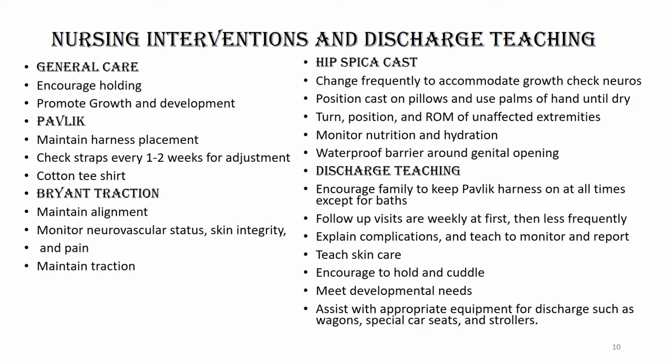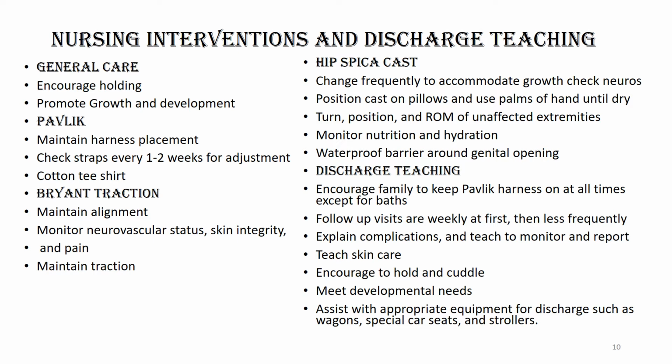Remember, with the wet cast, you use the palms of your hands to move the child. You want to turn, position, and do range of motion on the unaffected extremities, monitor nutrition and hydration, and provide that waterproof barrier. You'll teach the parents, if the child goes home with the Pavlik harness, that it needs to be on all the time except for bath time. So approximately 23 hours a day, every day. They need to keep their weekly visits. Eventually, they'll be less frequent.